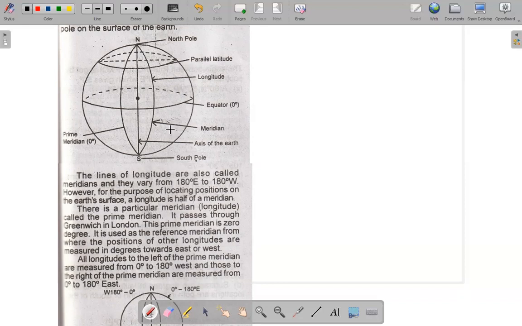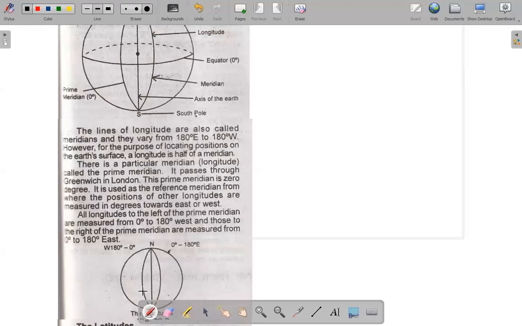Just like the equator is also a reference point for every other line of latitude. So the prime meridian is at 0 degrees, the equator is also at 0 degrees. All longitudes to the left of the prime meridian are measured from 0 degrees to 180 degrees west, and those to the right of the prime meridian are measured from 0 degrees to 180 degrees east.